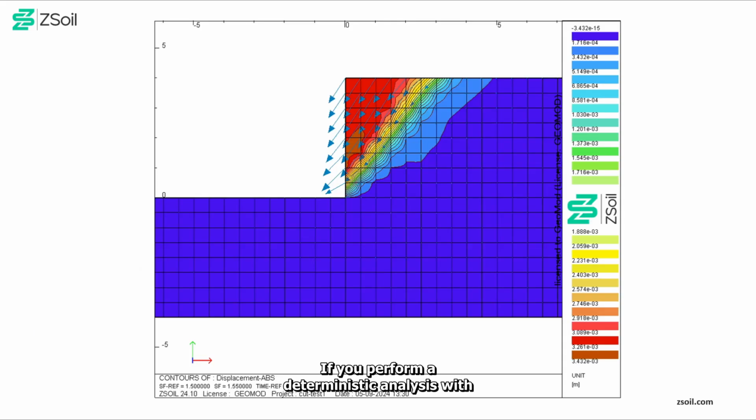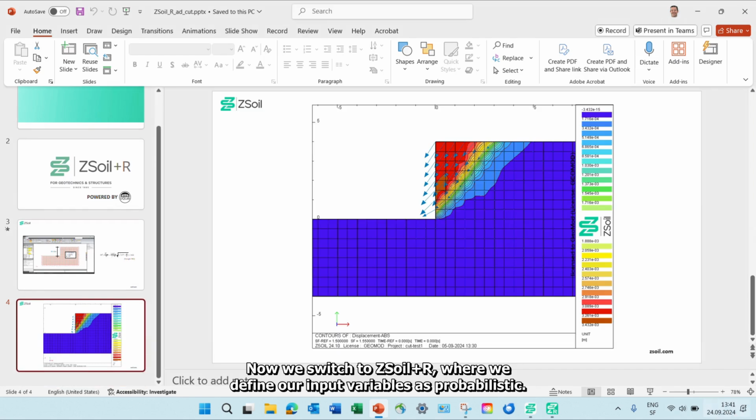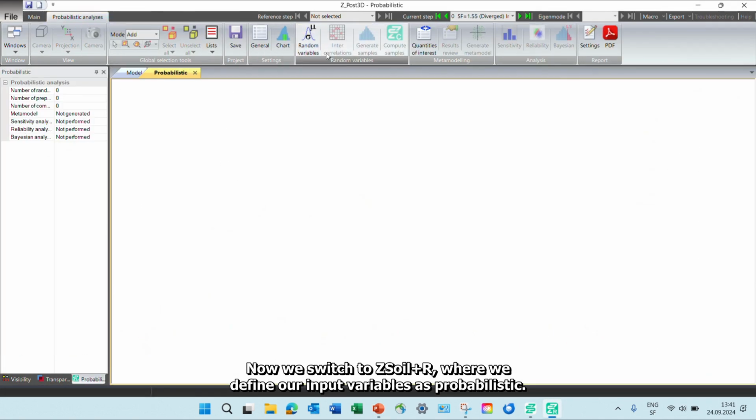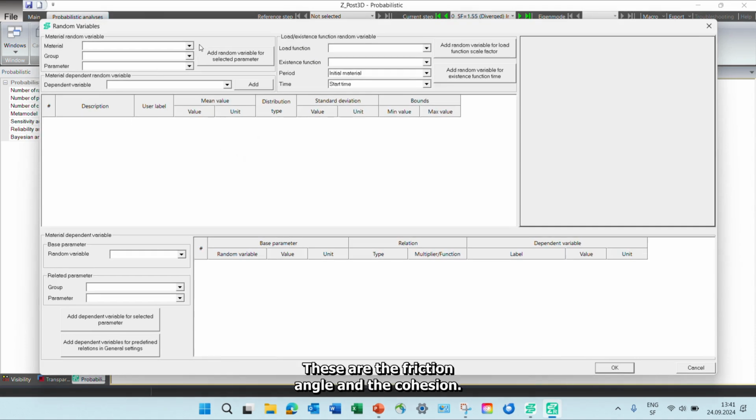If you perform a deterministic analysis with ZSoil, you get a safety factor of 1.55, together with the corresponding mechanism of failure. Now we switch to ZSoil+R, where we define our input variables as probabilistic. These are the friction angle and the cohesion.